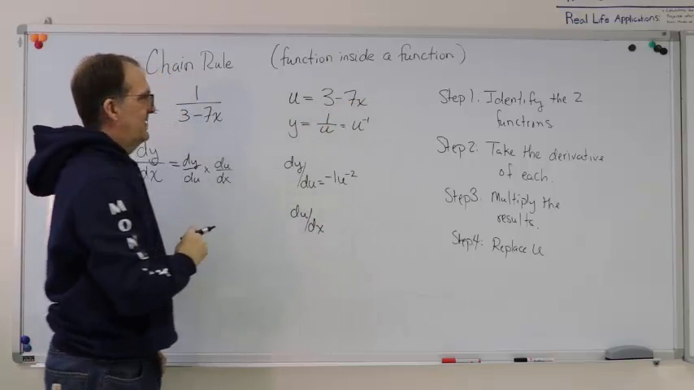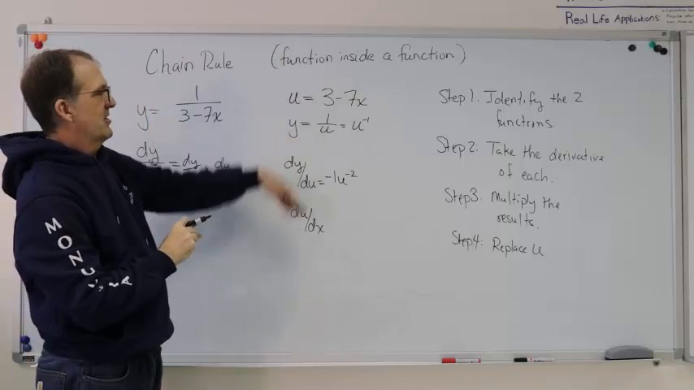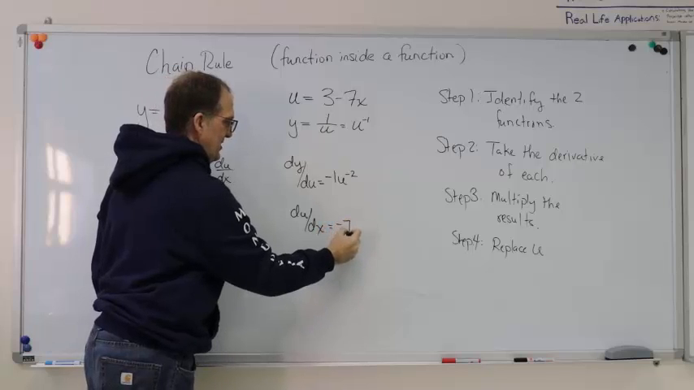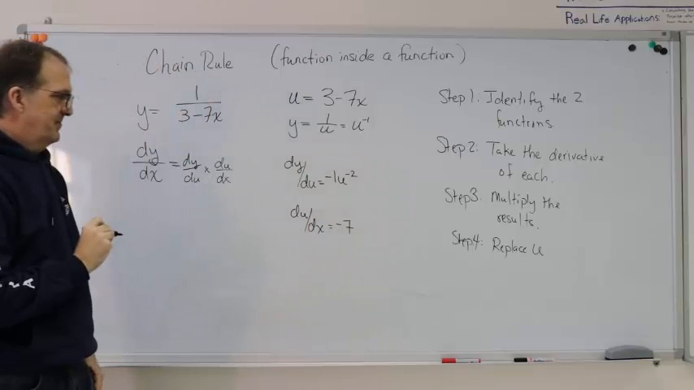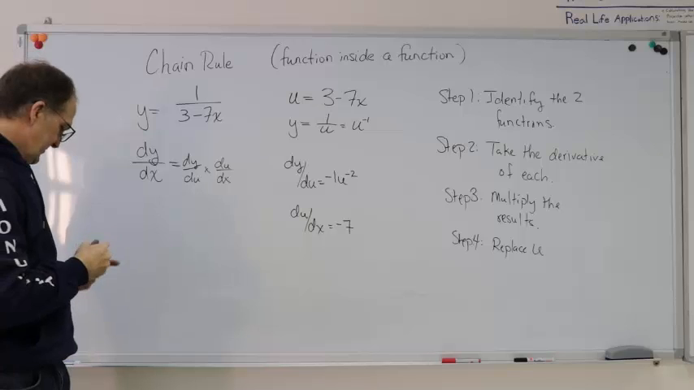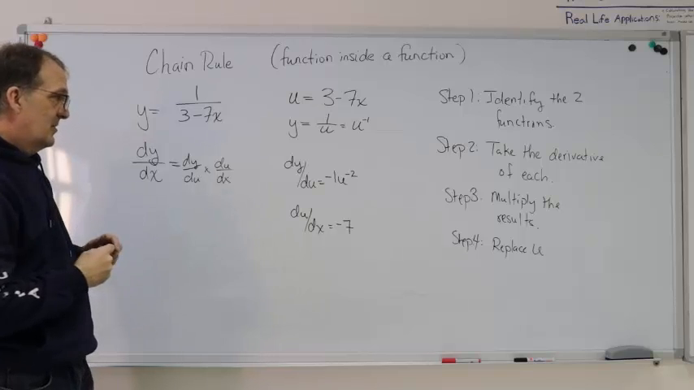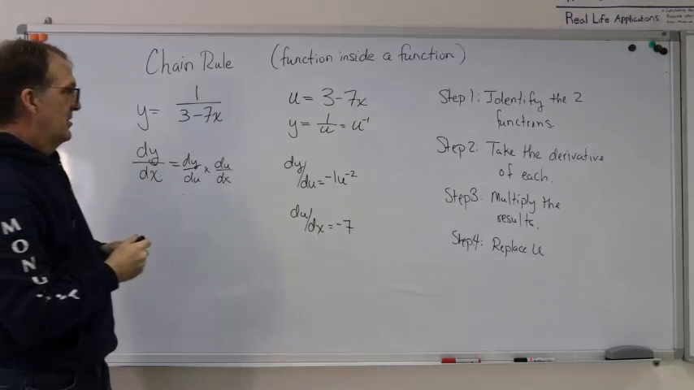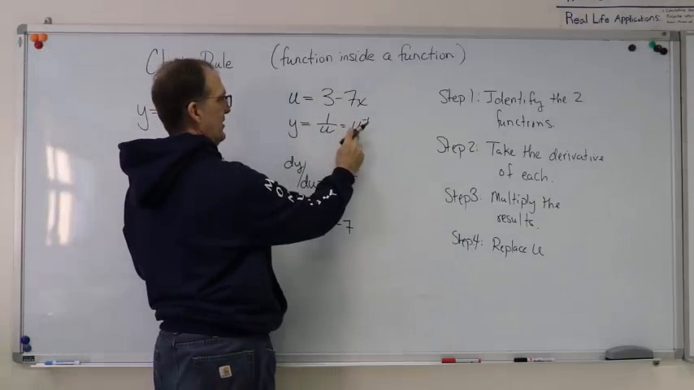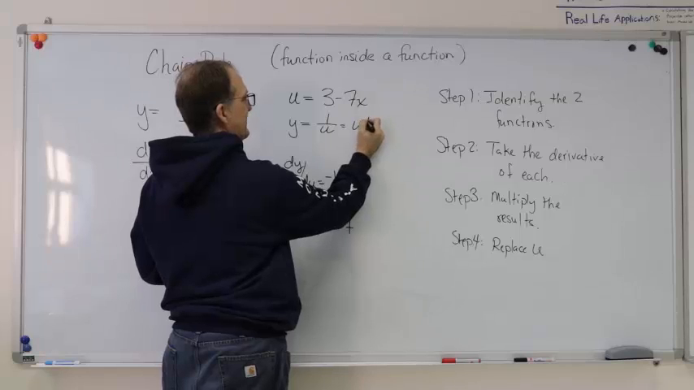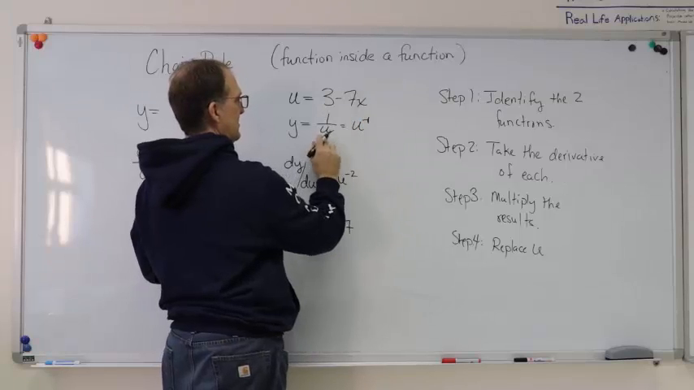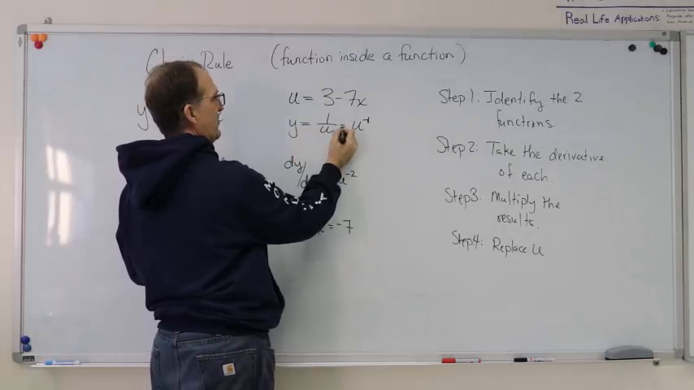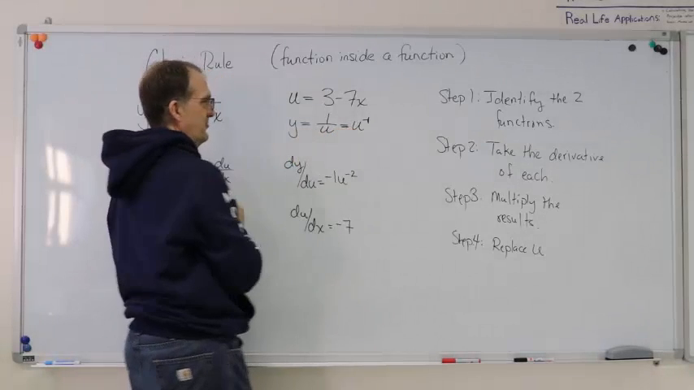Derivative of my u function: 3 goes away to 0, negative 7x will be negative 7. My definition here is 1 over u. What's the sign next to 1 over u when it's y equals? Here, u to the negative 1. No, the one sign before, in the middle of the two numbers. Oh, here, equals. Yeah. Oh, okay.